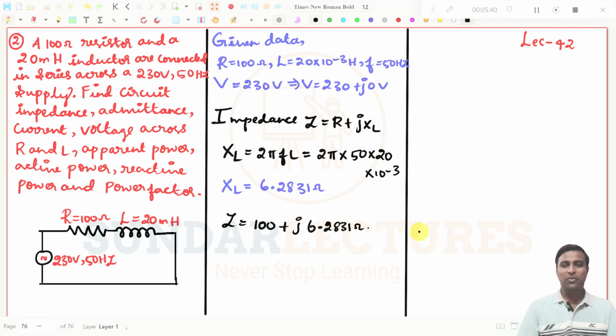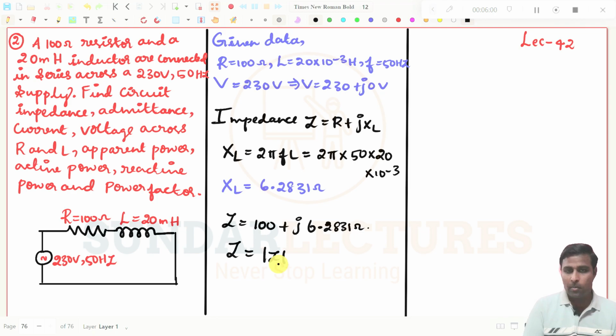This is how you can get the values. And also you see, this is the rectangular form of writing the expression: 100 plus j6.2831 ohms. You can also write this Z in the polar form, so that you will get the modulus of Z. So polar form will be equal to what? Polar form will be equal to modulus of Z at an angle of degree phi.